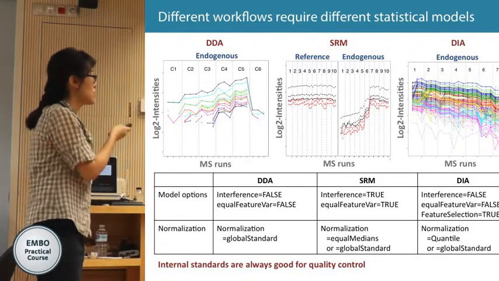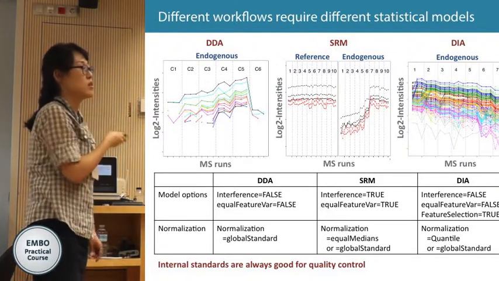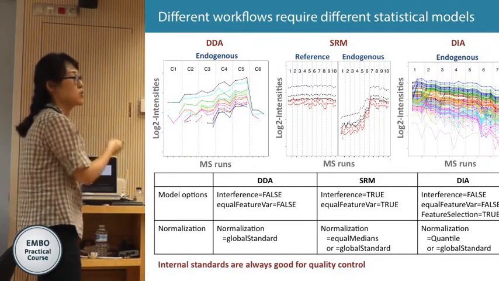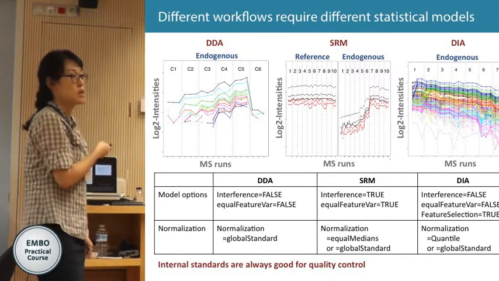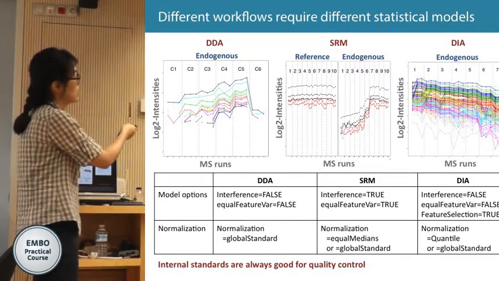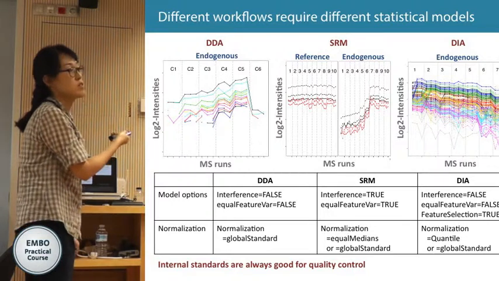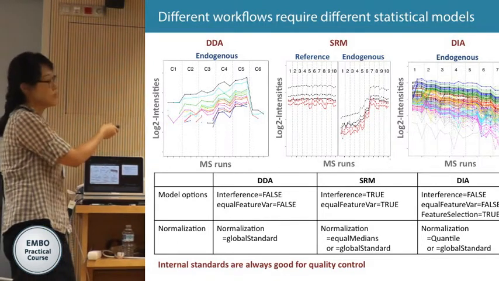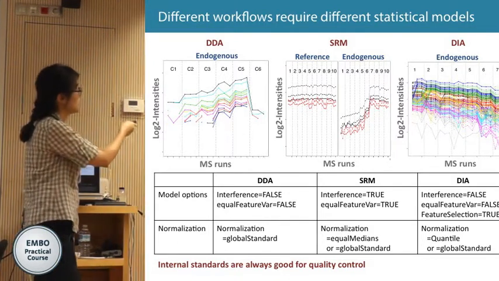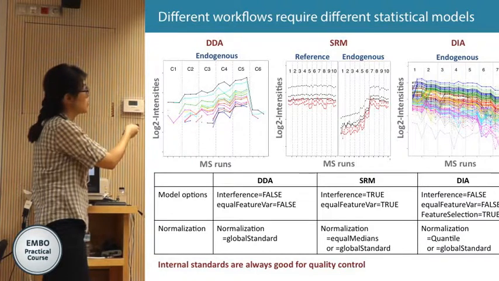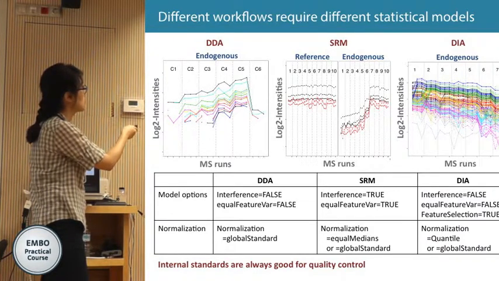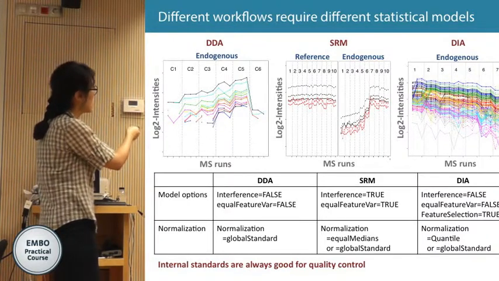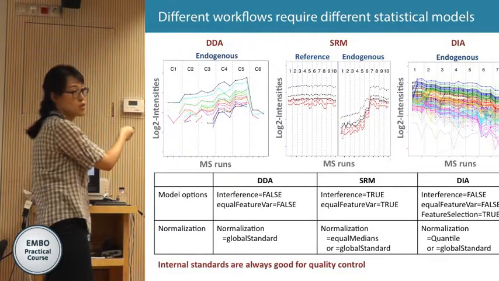So this is kind of the summary. What is the best option for different designs of experiment? DDA, SRM, and DIA are the 3 different designs MSstats can cover. This is the profile plot to show each characteristic of the design of experiment. For example, for DDA data, usually we have only the endogenous one. Here we have a peptide with lower abundance, and we have a lot of missing values. Like this specific peptide, there are no values for these groups. Probably the abundance is really low, so that's why it's really hard to detect.